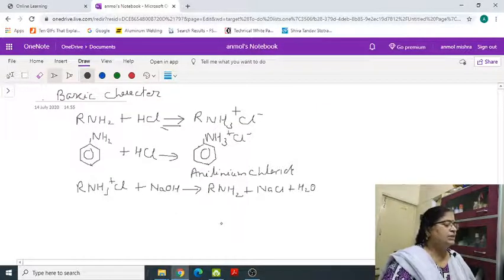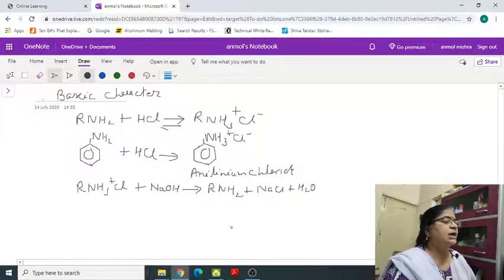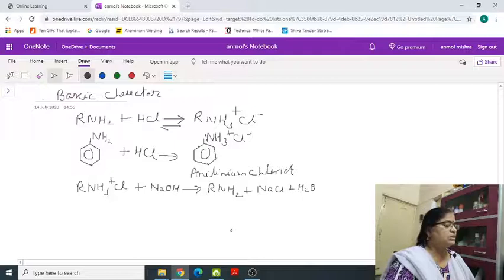Now amine salts are soluble in water but insoluble in organic solvents like ether. So this reaction is used to separate amines from non-basic organic compounds which are insoluble in water.